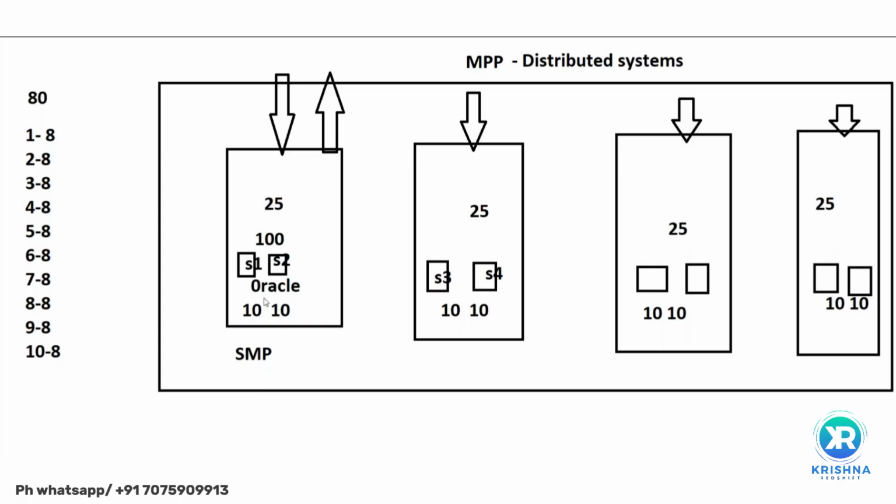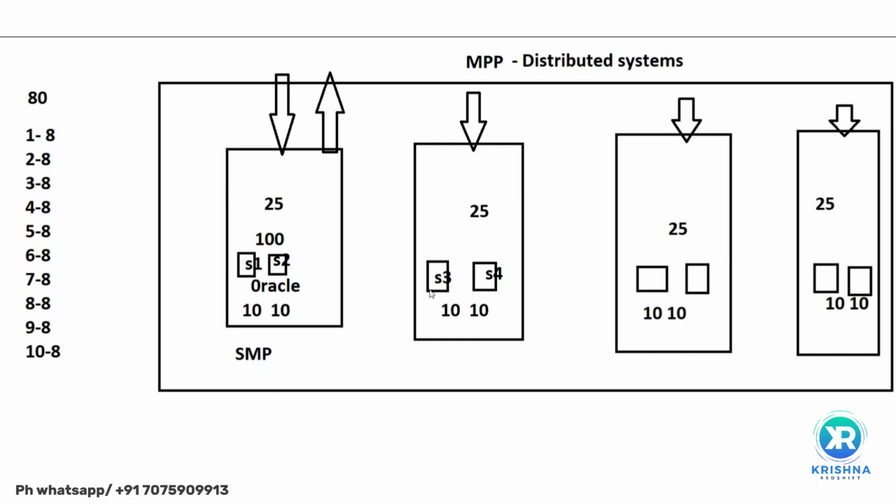Similarly, node 1 has 2 slices, node 2 has 2 slices, node 3 has 2 slices, and node 4 has 2 slices. These small boxes are the slices I represented. If we have something like RA3 XL plus or RA3 16XL, it will have 16 slices in a single node. So how many slices you will have in a node depends on what node type you are using for your Redshift configuration.